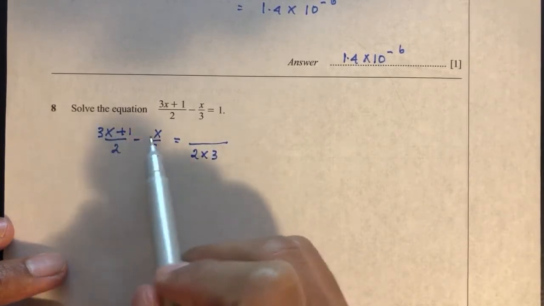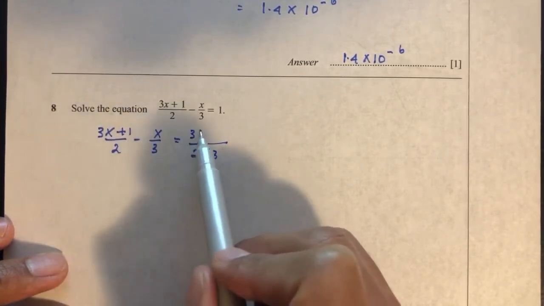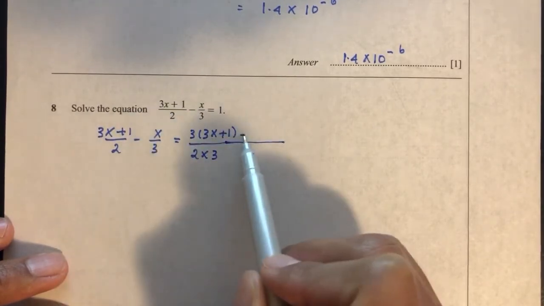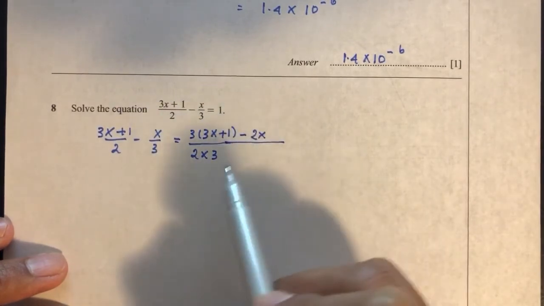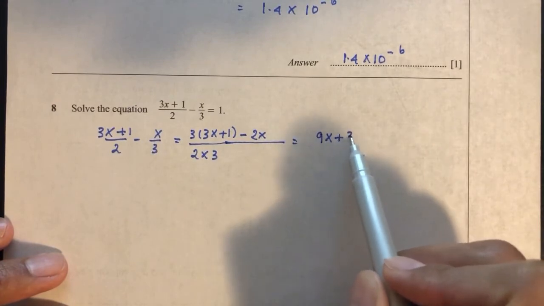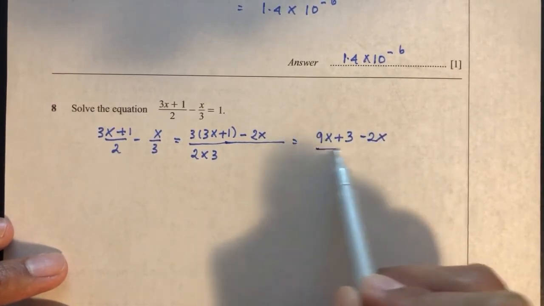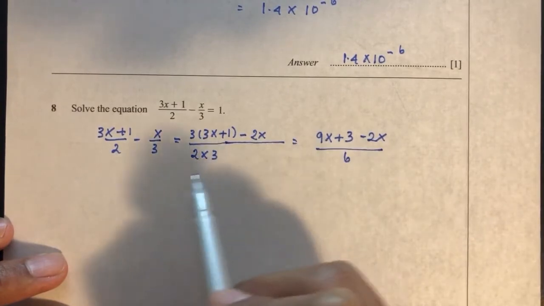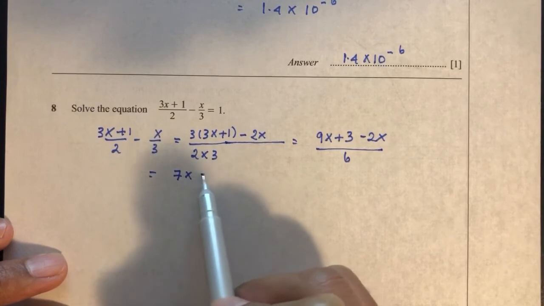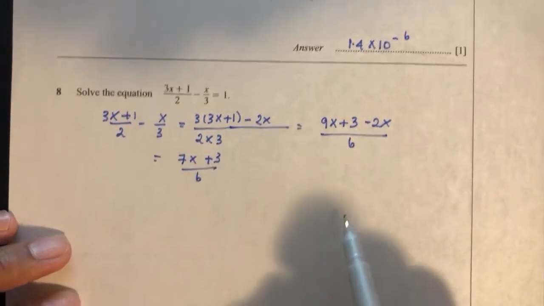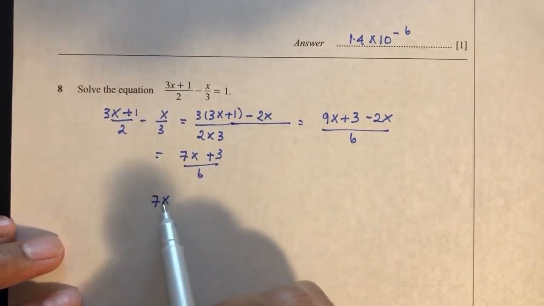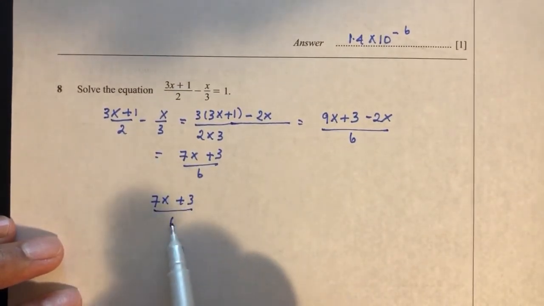And then we cross multiply, we have 3 times 3x plus 1 minus become here, and then 2x. Now we expand, so 3 times 3x will be 9x plus 3 minus 2x divided by 6. So this becomes 9x minus 2x becomes 7x plus 3 over 6. So now we will place this back in the equation. We have 7x plus 3 divided by 6 equal to 1.